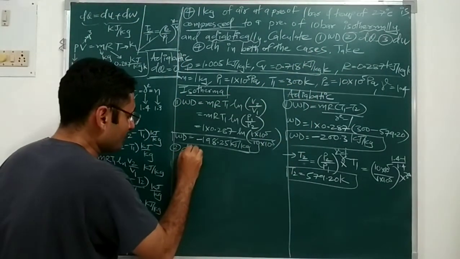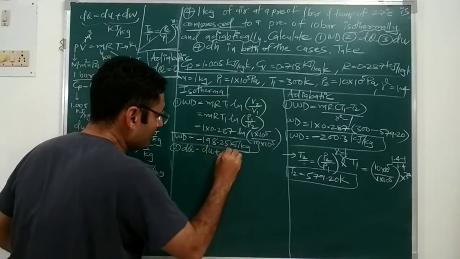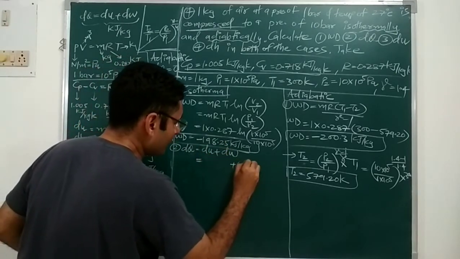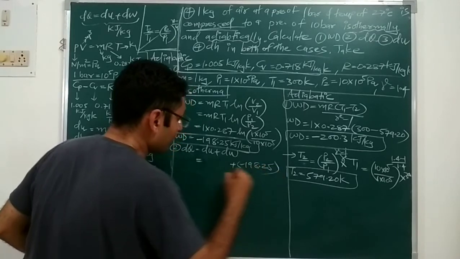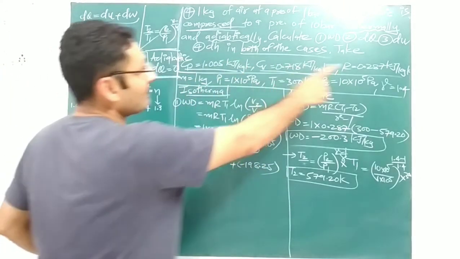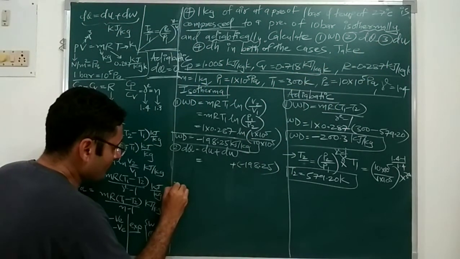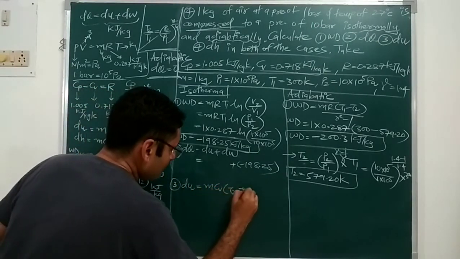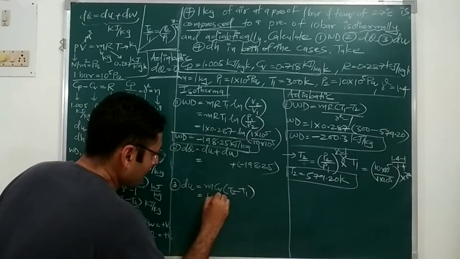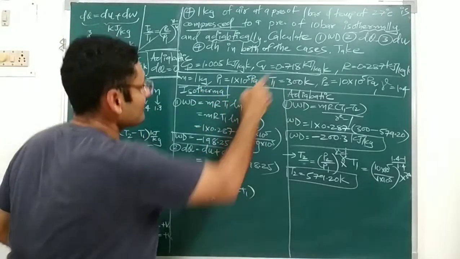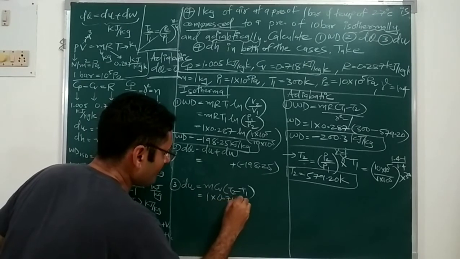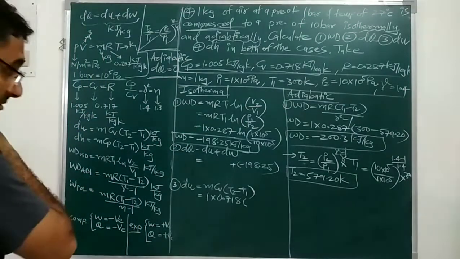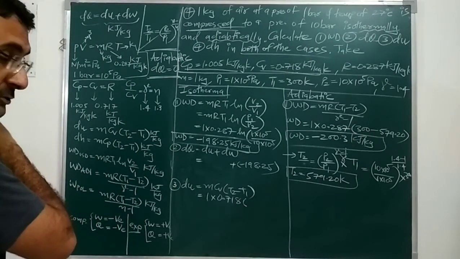dq. So dq is equal to du plus dw, the change in internal energy. So dw is with you, dw is -198.25. The du answer you have to calculate, du is asked. So first of all, we will calculate du. So du is equal to mcv (t2 minus t1). So m is 1 given, cv is given, 0.7178. So t2 you have to calculate.